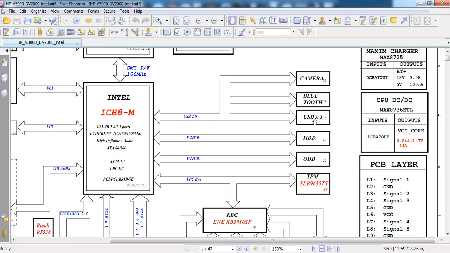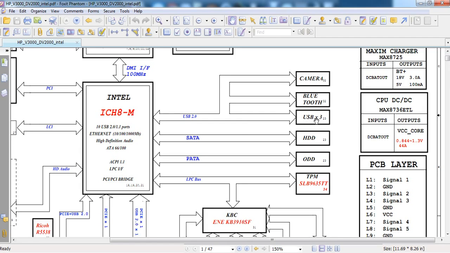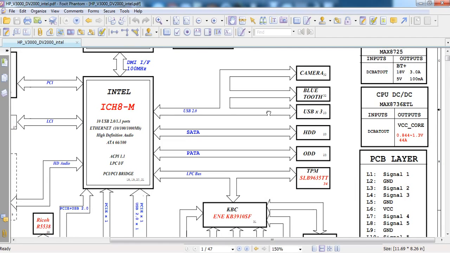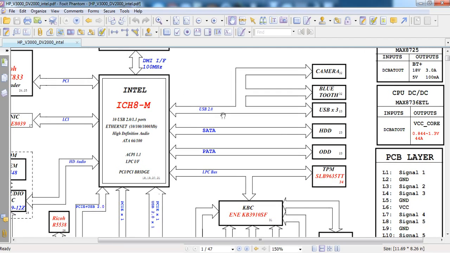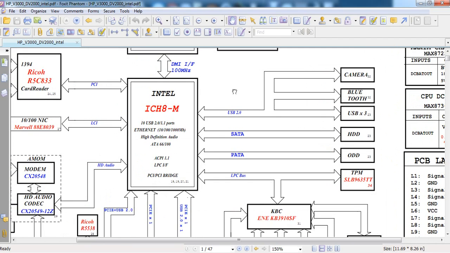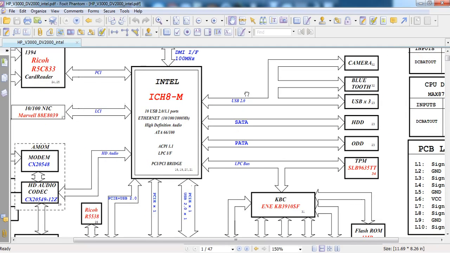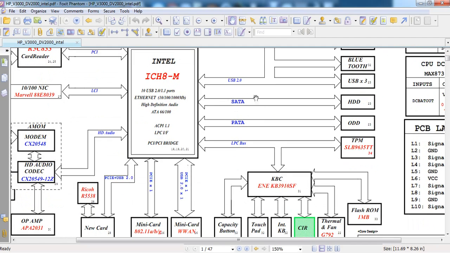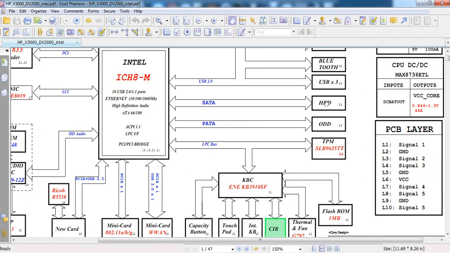USB x3. This is not USB 3.0. This is USB x3. There are 3 USB outputs on this motherboard, and all these 3 outputs are USB 2.0, not 3.0. Okay, modern laptops contain USB 3.0. This is USB 2.0. This is serial ATA, serial advanced technology attachment, which is used to connect your hard disk drive.